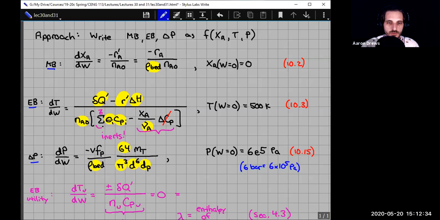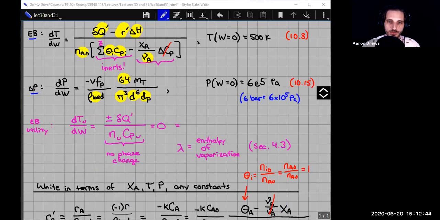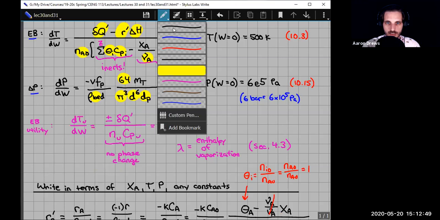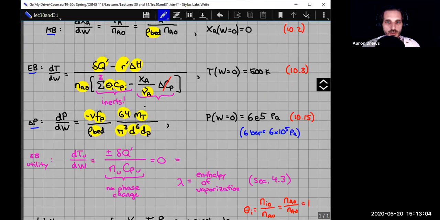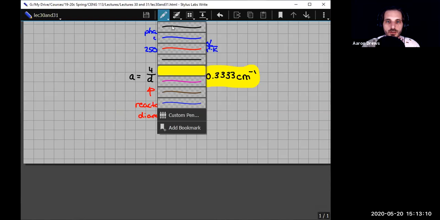So we've kind of got all of our terms necessary for the energy balance, and we can move on down to the pressure drop, right? Our delta P dW term. Already highlighted here is the 64 and the pi and the d and the d and the rho. Those are fine, right? Those are just constants, but we're still going to have to work on the V, the F, and the M. And so that's what we'll do next. Come back down here to the bottom of our notes, and we've got to come up with expressions for each one of those.